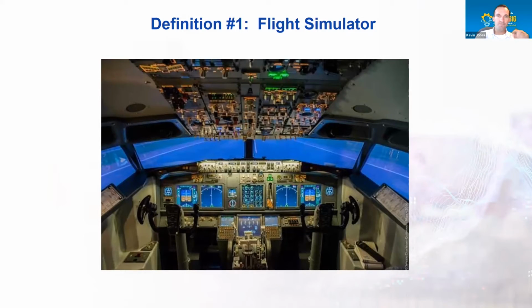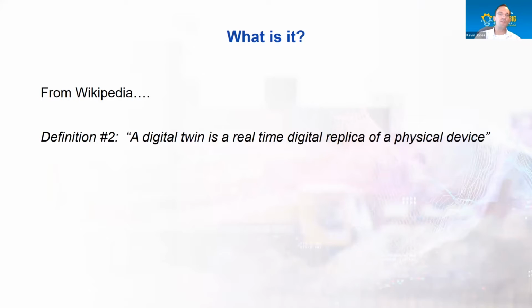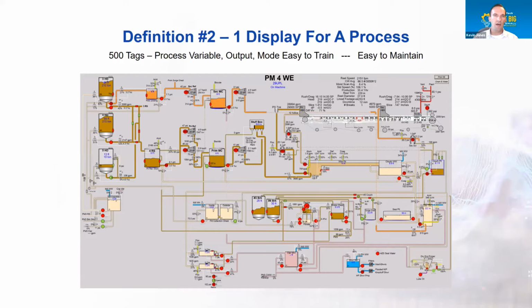Wait, there's more. Definition number 2: a digital twin is a real-time digital replica of a physical device. So a much shorter and simpler definition, but also quite general and broad. This could be interpreted as something as simple as an HMI process graphic that represents an entire unit operation, where you have all of the digital sensor data for a unit operation in a display.